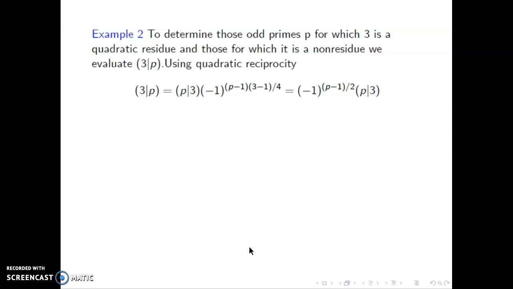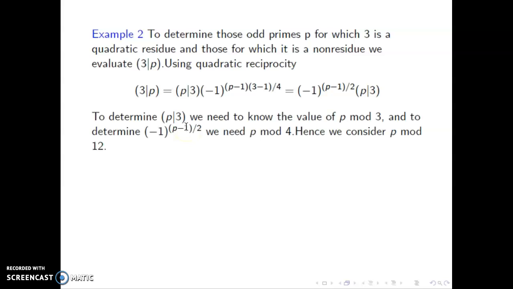One more example. To determine those odd primes p for which 3 is a quadratic residue and those for which it is a non-residue, we evaluate 3 over p. Now using quadratic reciprocity, we get 3 over p is p over 3 into minus 1 raised to p minus 1, 3 minus 1 by 4. Now this is equal to minus 1 raised to p minus 1, this 3 minus 1 becomes 2, so 2 by 4, that 2 cancels and I get minus 1 raised to p minus 1 by 2 into p over 3.